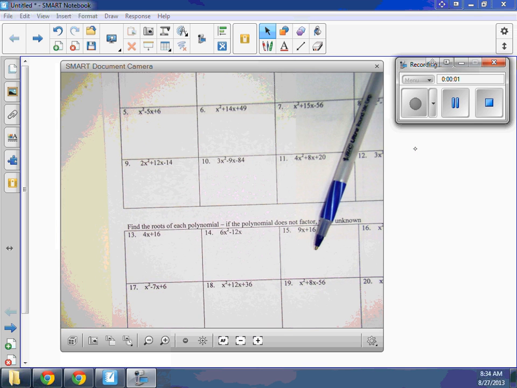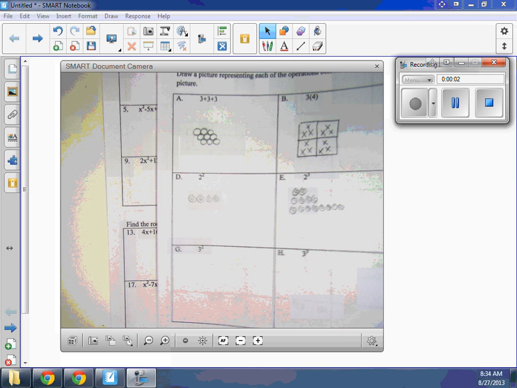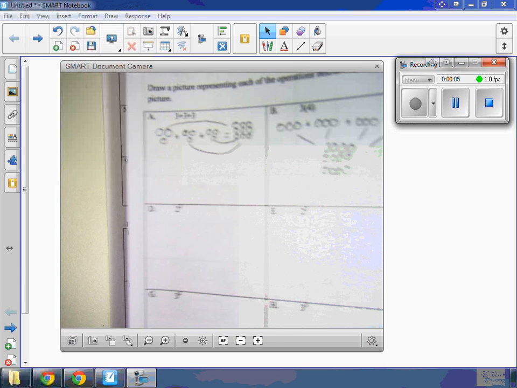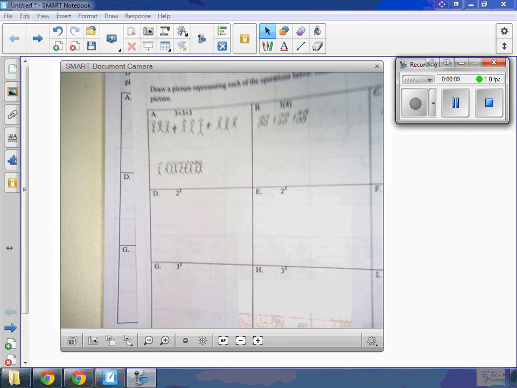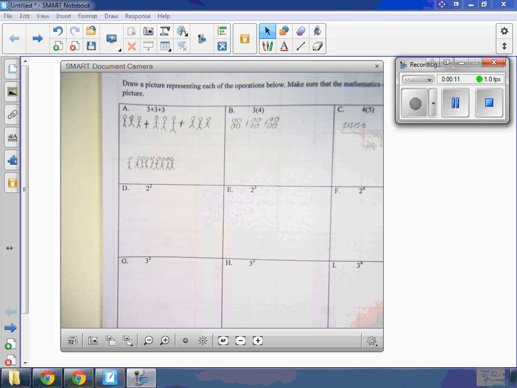Okay, so here are some examples of the 3 plus 3. And we know that there is an easier way to do 3 plus 3. What's another way to represent 3 plus 3 plus 3? 3 versions of 3. Can we simplify that down?